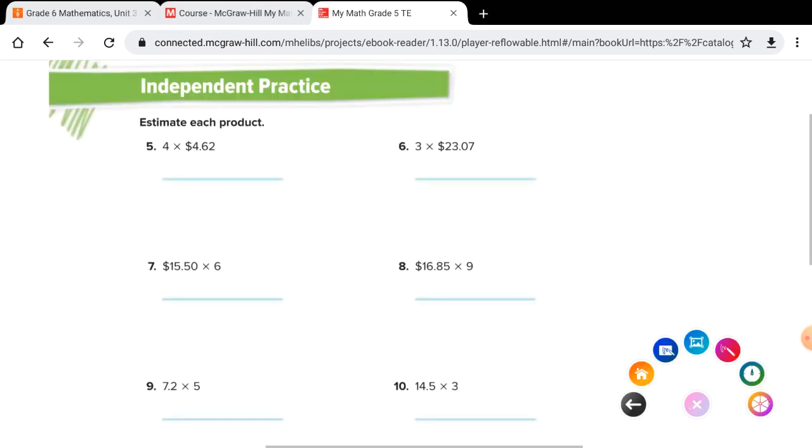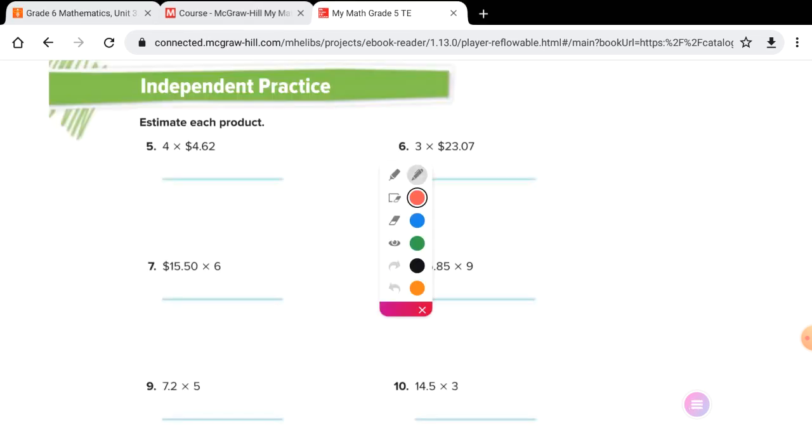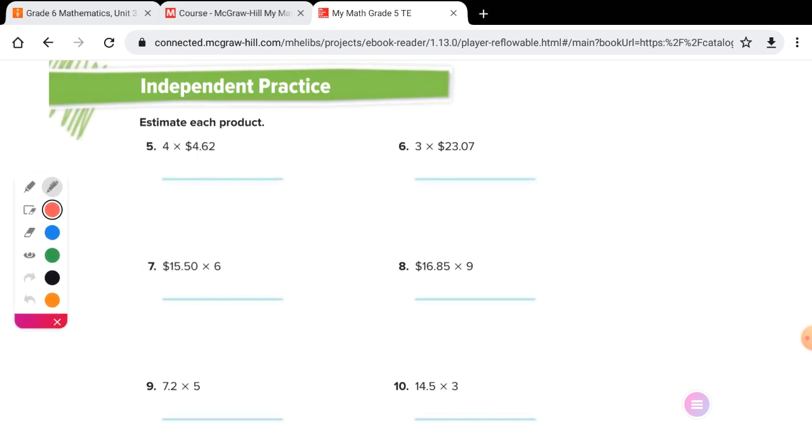So for $4.62. What did you round that to? I round that to $5. $5. So you had 4 times 5, and what did you get? 20. So 4 times $4.62 is about $20.